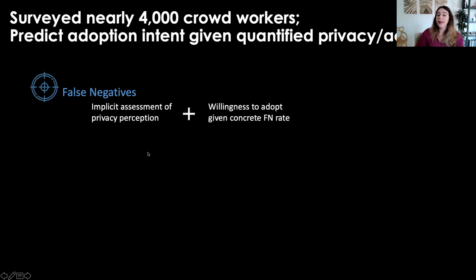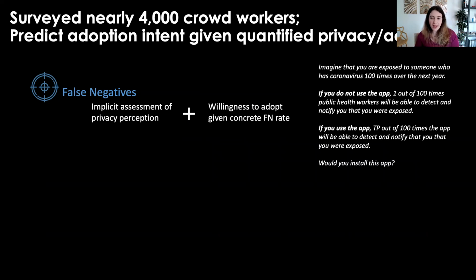We then told them a specific false negative rate. So we said, imagine that you're exposed to someone who has coronavirus 100 times over the next year. If you do not use the app, 1 in 100 times, public health workers will be able to detect and notify you that you were exposed. If you use the app, and we gave them some number, some true positive number of times out of 100 times, the app will be able to detect and notify you that you were exposed. Would you install this app?